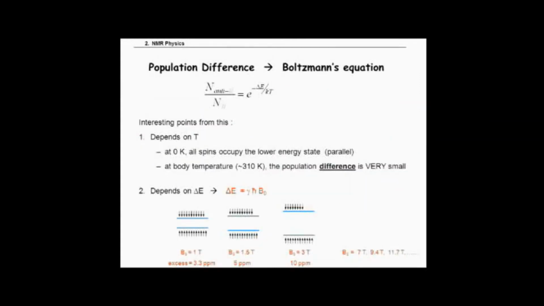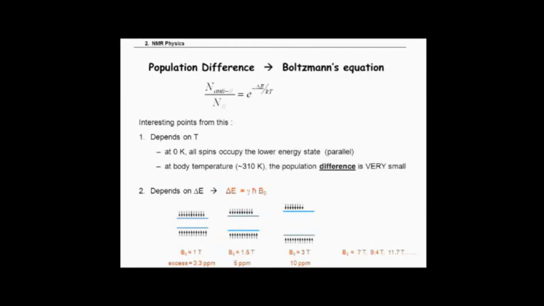It turns out we can define the relative population of the two different energy levels for a given magnetic field and temperature range. So the ratio of the numbers aligned anti-parallel to parallel is given by e to the power minus the energy gap divided by kT, k being a constant, Boltzmann's constant. And it's interesting to note from this equation that we have this dependence on temperature here.